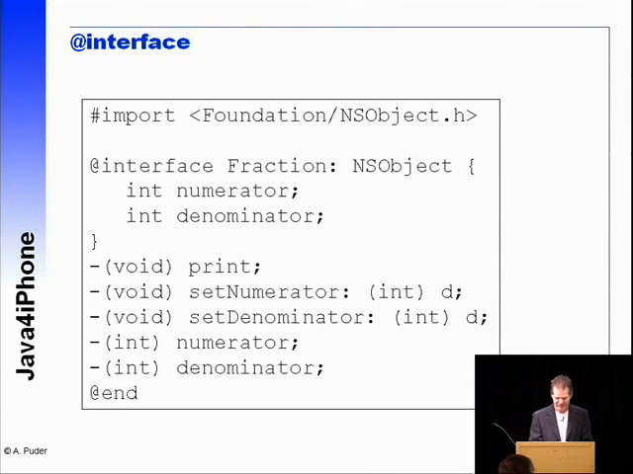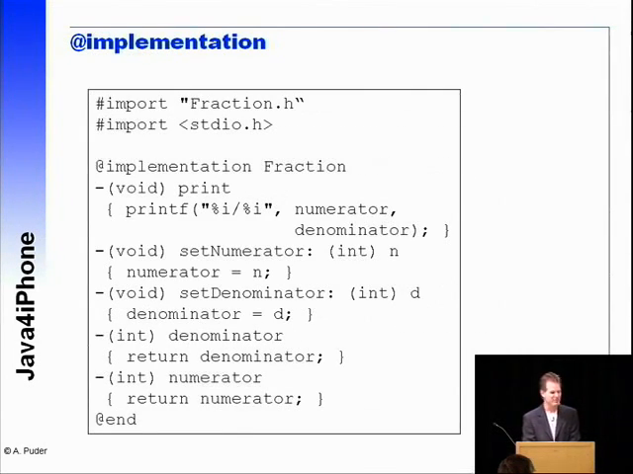Okay, once you have this interface definition, you have to implement it. So you have to provide an implementation. On this slide here, you see how to implement that. There's a new keyword now called @implementation. And here's how you implement class Fraction. And well, you provide the implementation in curly brackets, no big surprise here.